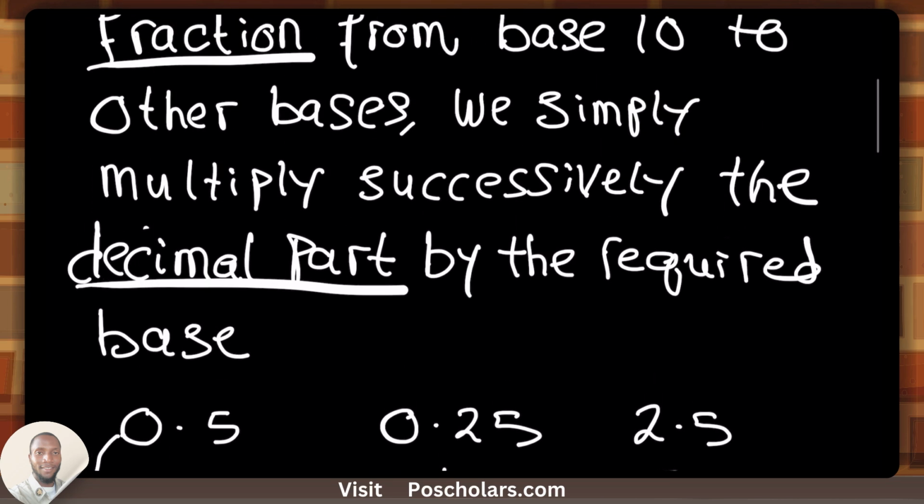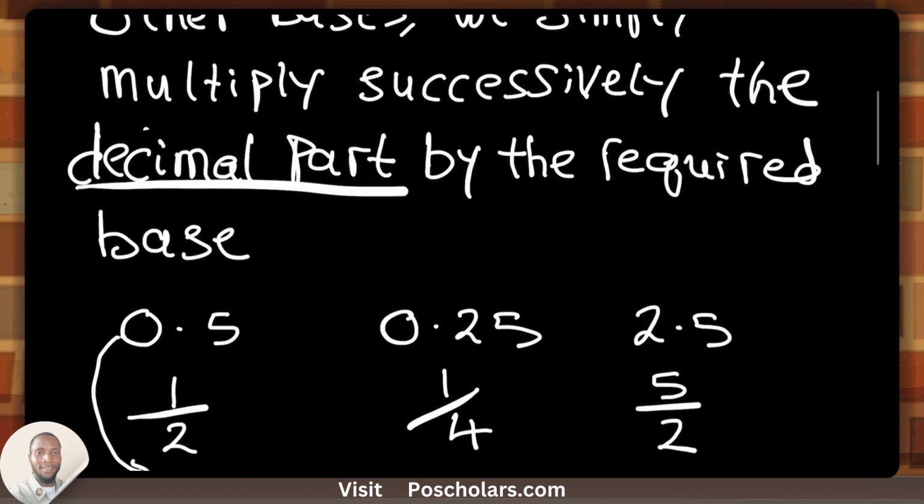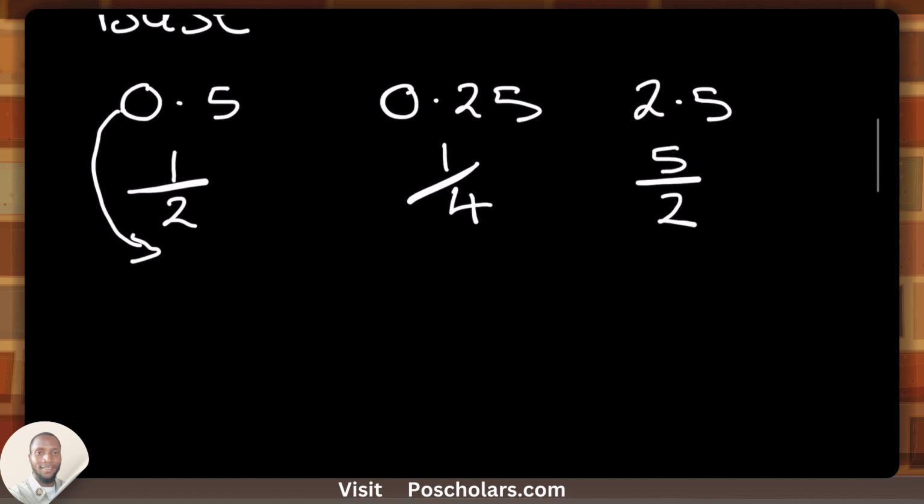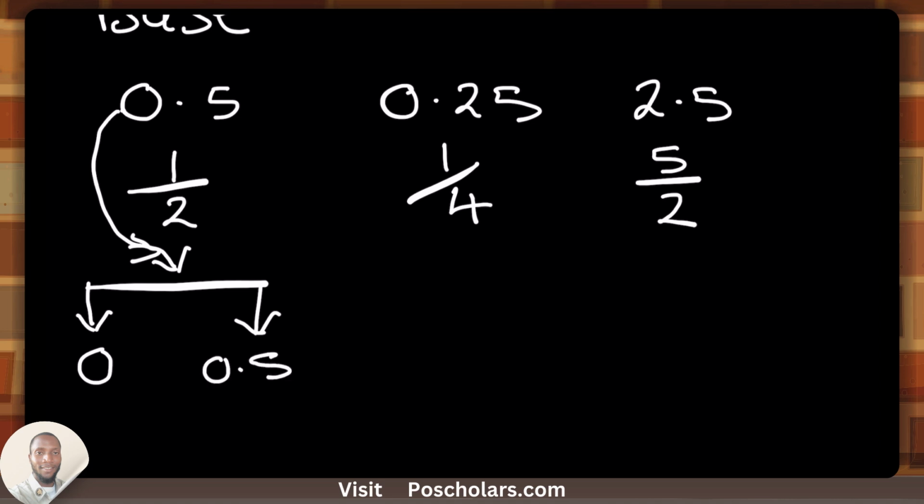Now take note, 0.5 has 2 parts. I want to explain the decimal part now. I've explained the decimal fraction on its own. The first part is 0, which is the whole number part. And the second part is what? 0.5, which is the decimal part. When you add it, you have your 0.5.